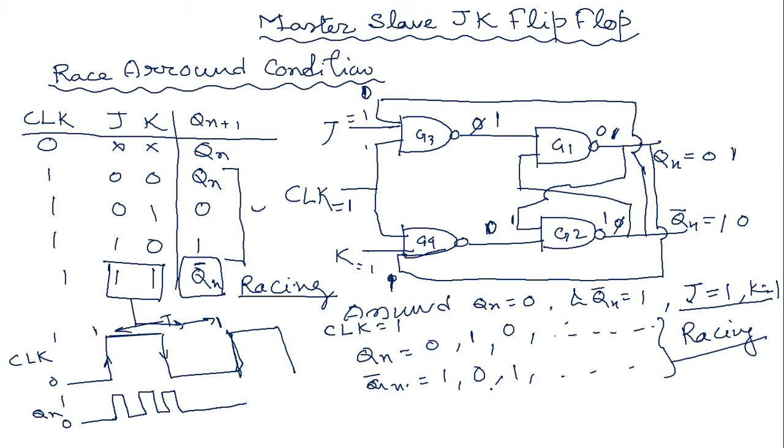So this is a basic problem faced by the circuit designer, the programmer, or the user. The ambiguous situation is created only when J equals 1, K equals 1 and clock is also 1. So we should remove the racing condition. The racing condition can be removed in two ways.